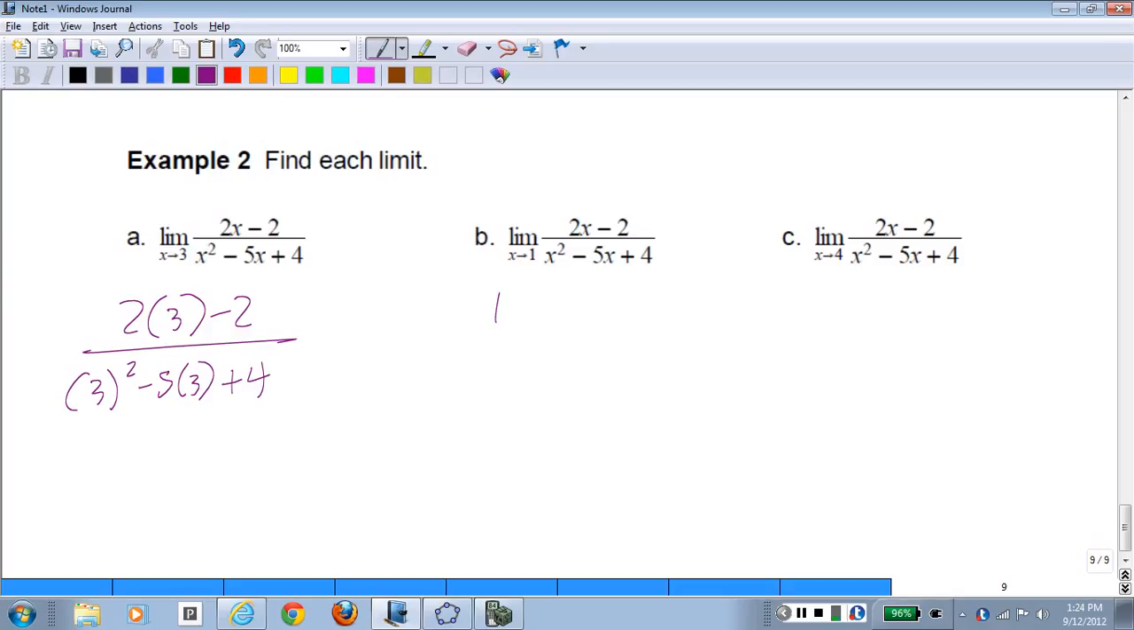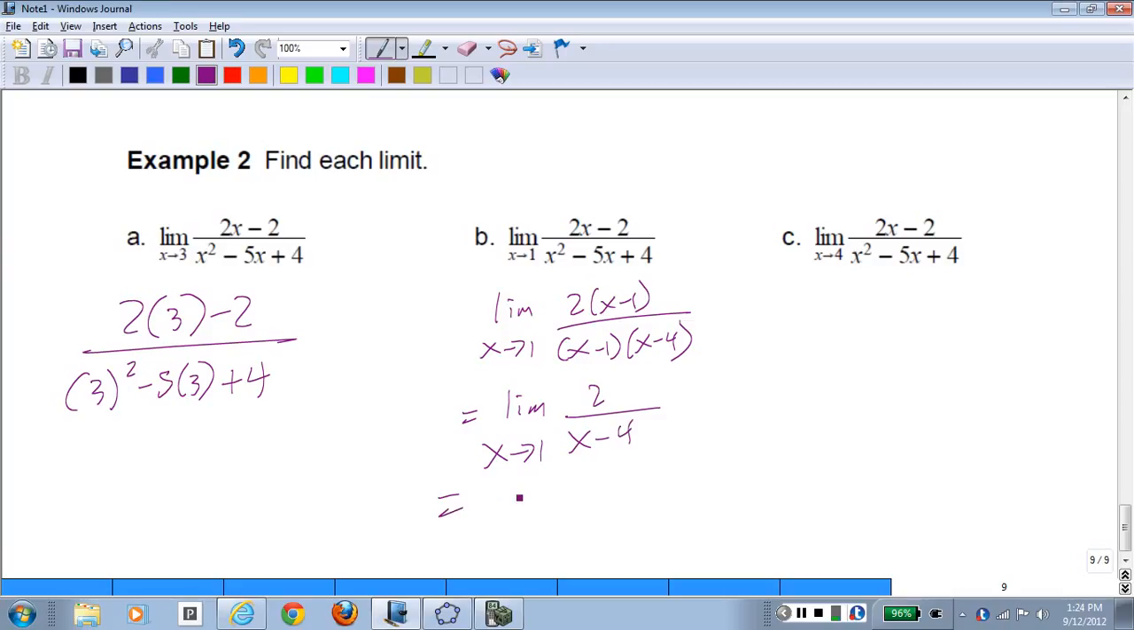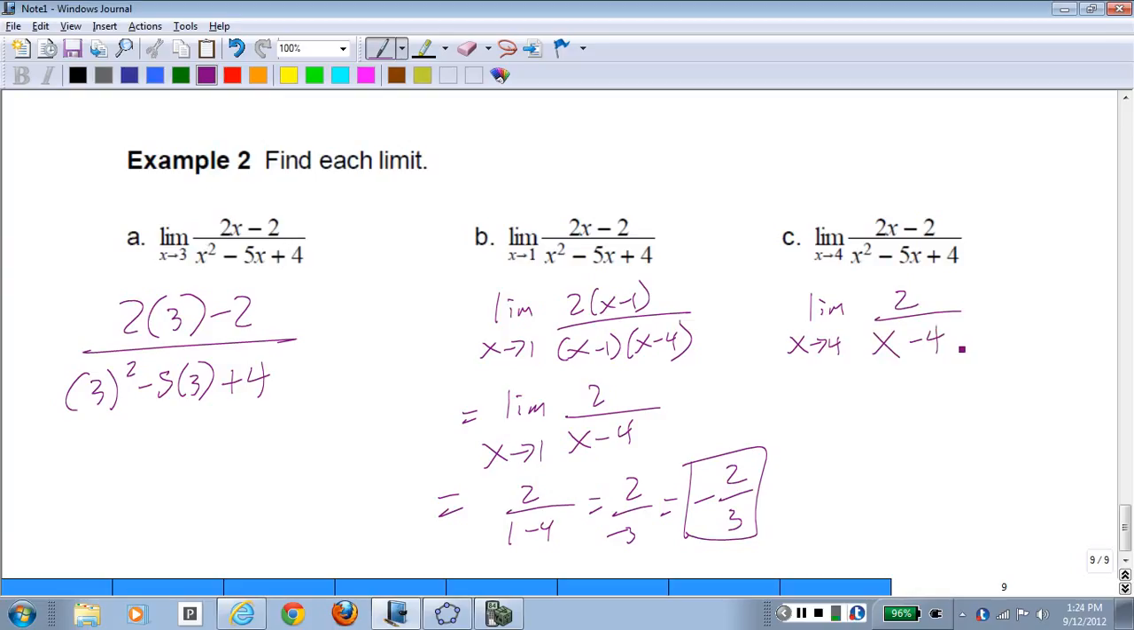This one, since we've kind of been there and done that, check my arithmetic. Did I do that right? The last one, though, we can do the same sort of thing, because it's the same expression that we're dealing with. It's going to be 2 over x minus 4.